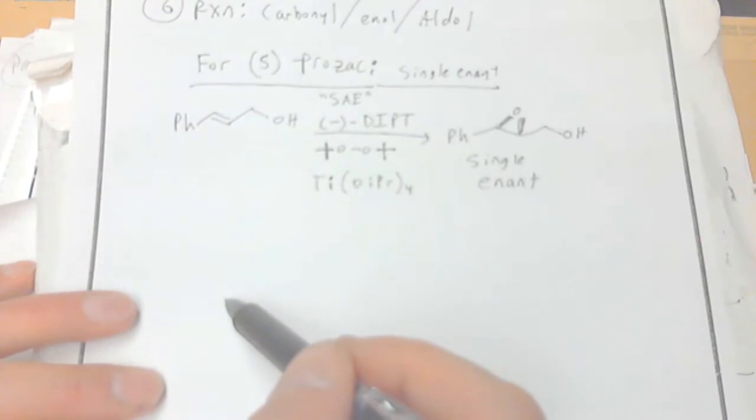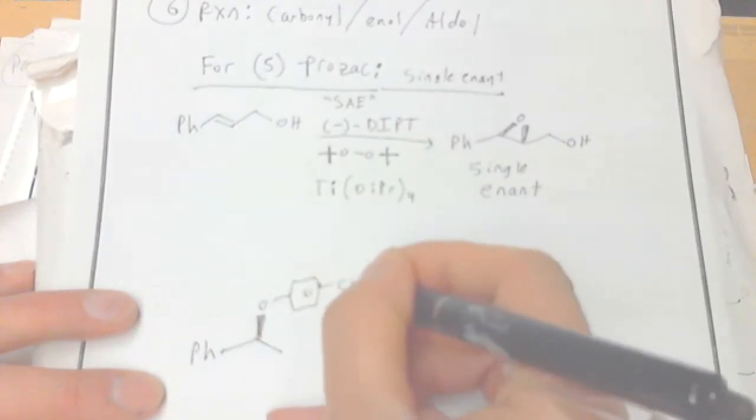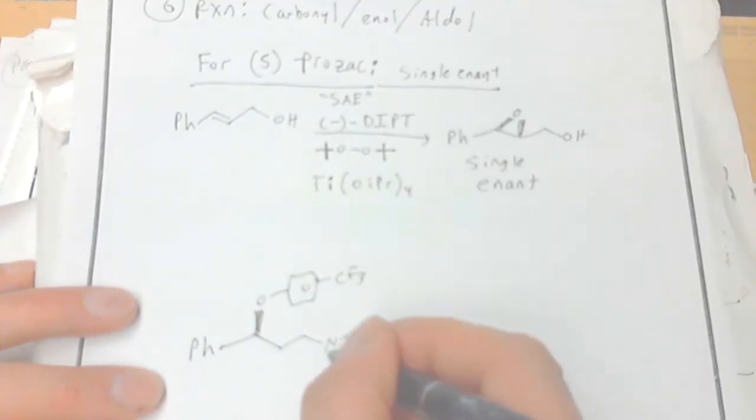Okay, and of course, where are we going with this? The final product is a few steps away. I'll draw that down here, because we still got a couple steps. It's not that many steps though, and they do it very efficiently. That's S-fluoxetine, or S Prozac.